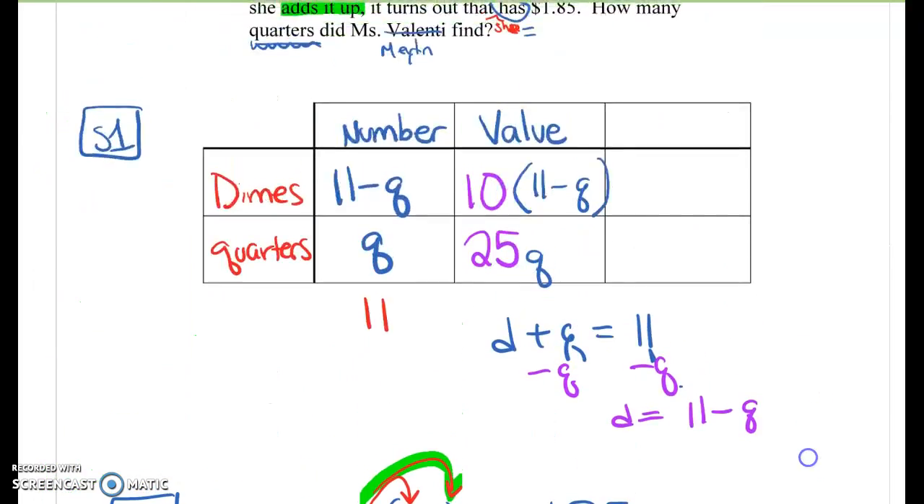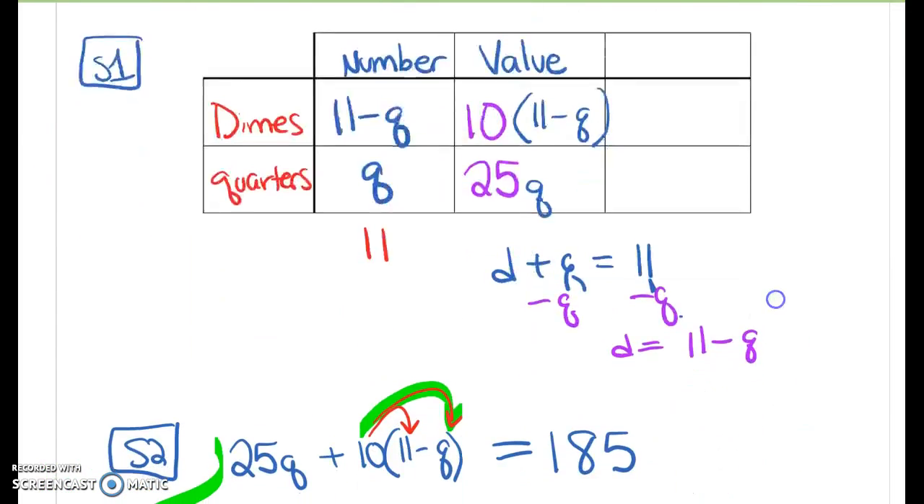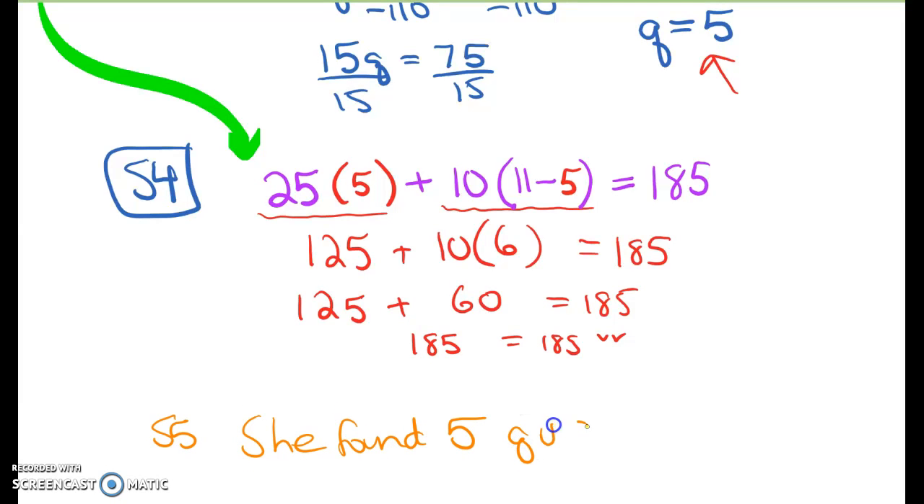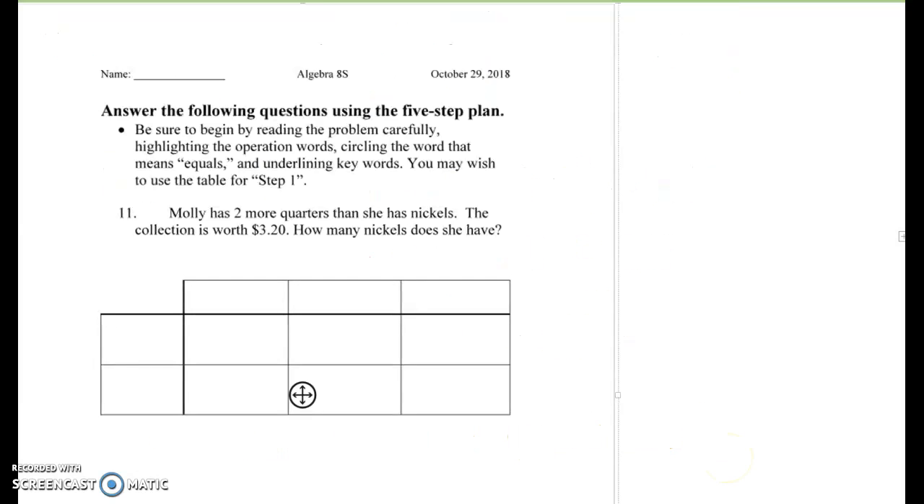It was, how many quarters did Ms. Mayton find? Okay, so for step 5, I just write, she found 5 quarters. And I'm happy. So let's go on to the next page. And it's similar, but instead of being told a total number of quarters, now we have a relationship.